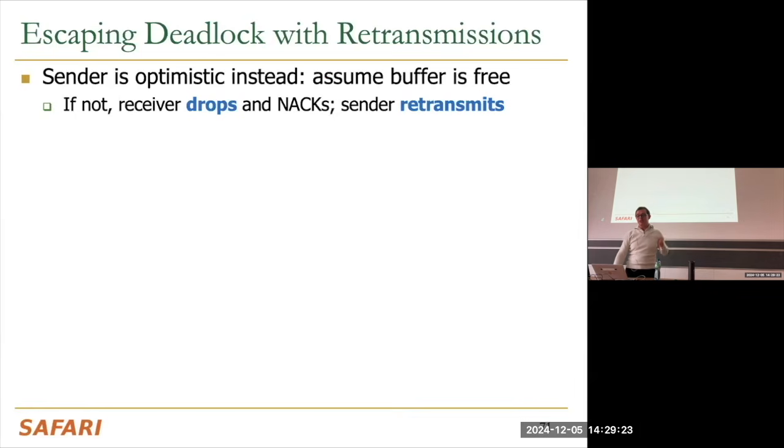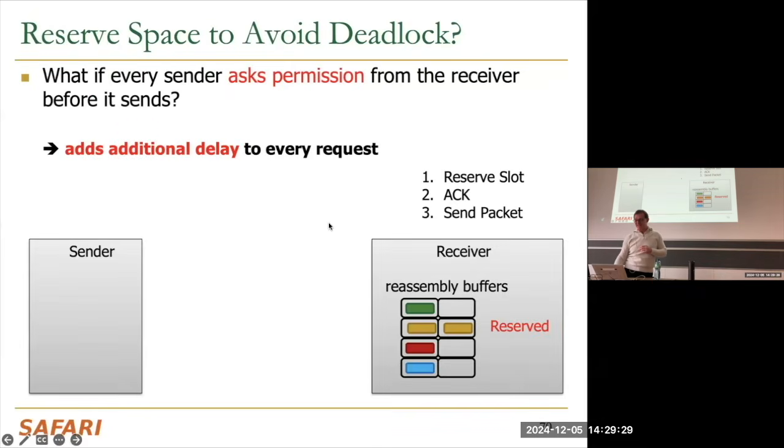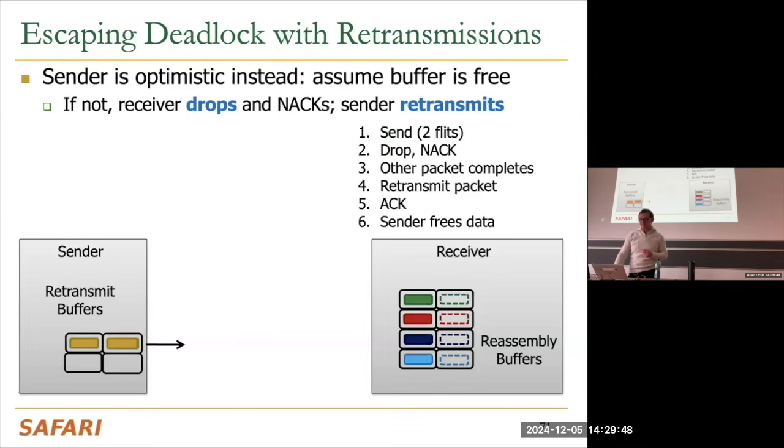Okay, so of course, the opposite is being optimistic. So this is conservative or pessimistic, and it can be optimistic also. You assume that there's a buffer available and you inject into the network. Right? That's the idea. And if it turns out this assumption was not true, the receiver drops the packet and says, sorry, I don't have something available, so send it again. Right? It's a negative acknowledgement. And then the sender retransmits.